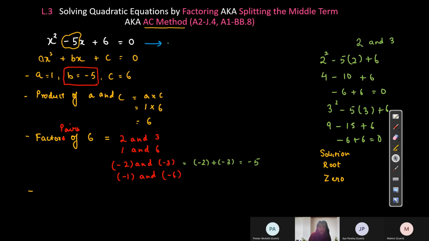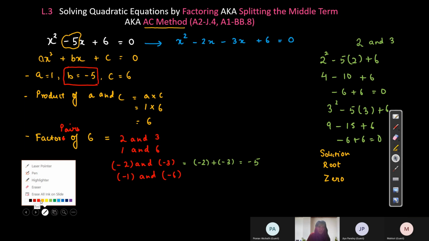I will write this equation now like this: x square negative 5x, I will split it. I will write it like this: negative 2x minus 3x plus 6 equals 0. What did I do? I split negative 5x like this: negative 2x minus 3x. This is why this method is also called splitting the middle term, because we are splitting the middle term, as literal as you can get. Okay, now the next step.